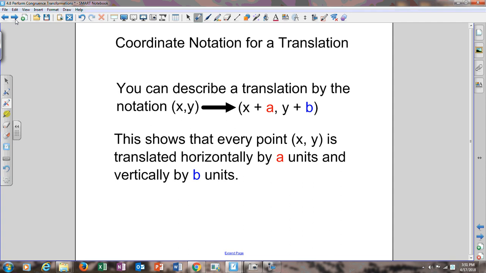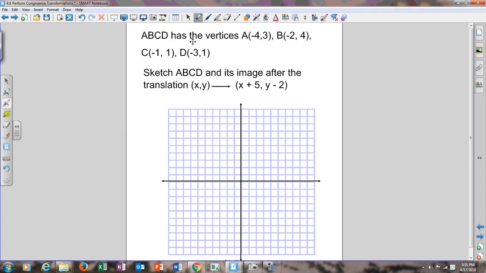Now I'll show you how this coordinate notation works. So we have ABCD with vertices A(-4, 3), B(-2, 4), C(-1, 1), and D(-3, 1). Then sketch ABCD and its image after the translation (x, y) moves to (x + 5, y - 2). So first we have to sketch the original ABCD.